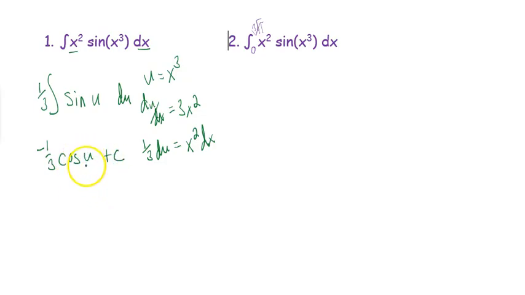And your final step needs to be to substitute back in. So negative 1/3 cosine u would be cosine x cubed, and plus c. Don't forget your plus c.